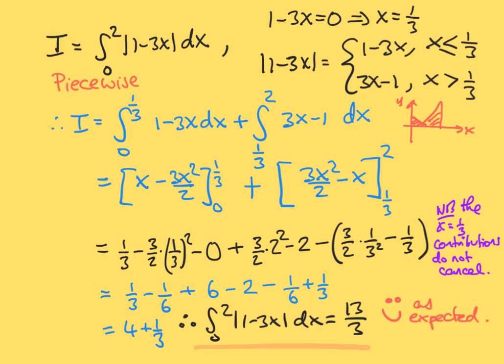Let's say that. That means we're left with 1/3, a sixth, and a minus 2. 6 minus 2 is 4, and then we have plus a third. And 4 is 12/3 plus 1/3 is 13/3. So our result for the integral is 13/3. And that is exactly what we obtained from geometry on the previous slide. So it's exactly what we expected.